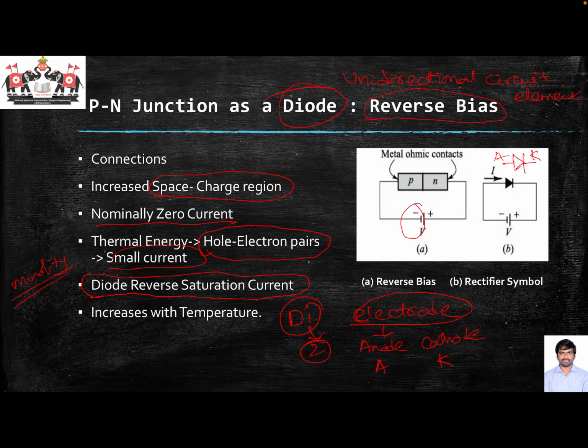As temperature is the reason for the formation of these electron hole pairs and the flow of the minority current, this reverse saturation current will increase with temperature. So the higher the temperature, the higher will be your reverse saturation current. However, this current will be so small, usually in the order of microamperes.